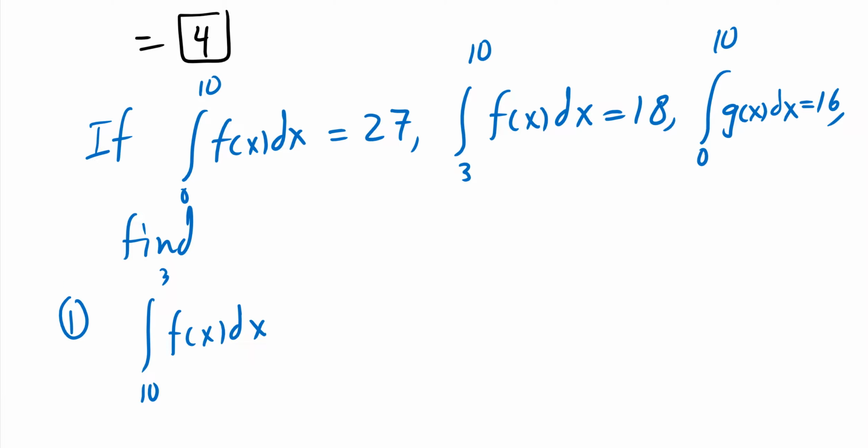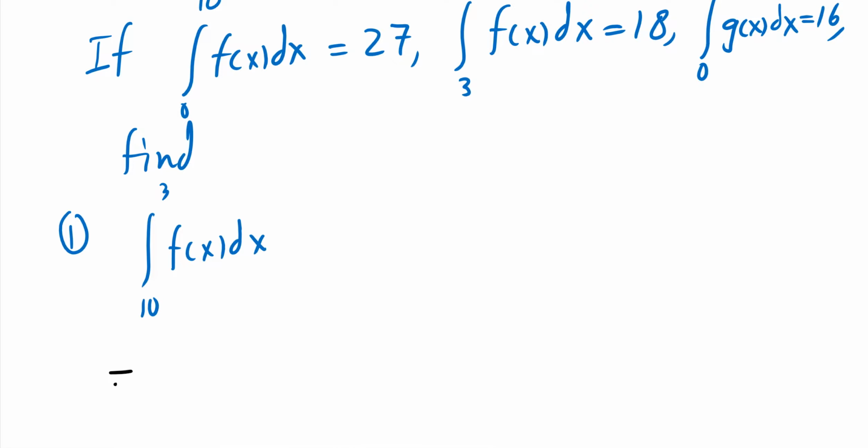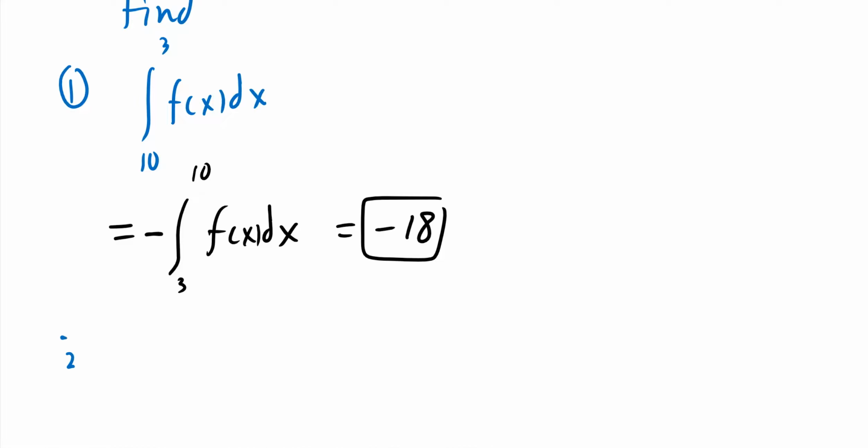For this kind of problem, I look at the first one, 0 to 10, the next one, 3 to 10. Oh, 3 to 10 is the closest to this one, 10 to 3. By the first property, it says if you want to swap the bounds, make it 3 to 10, f of x dx, you need to put a negative sign. And that gives us negative 18 because the other one was given 18. So that was one example on this.